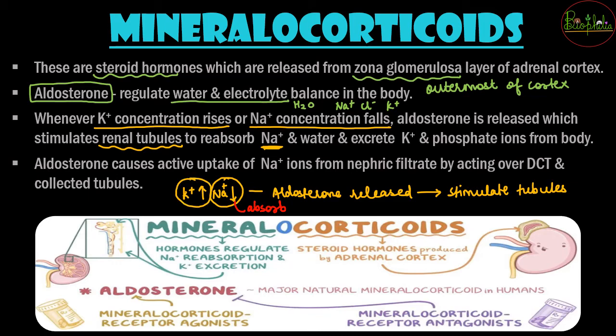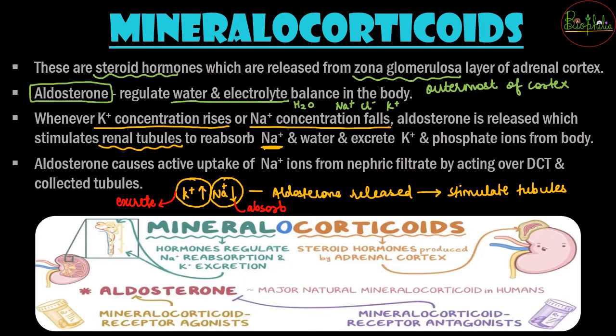So since potassium was more in the blood, potassium will be told to filter out. So it will be thrown out. It will be excreted by the tubules. So what were the tubules stimulated to do? Absorb sodium and excrete potassium, so that the concentrations of these ions in the blood can be regulated. So this way the aldosterone is going to function.